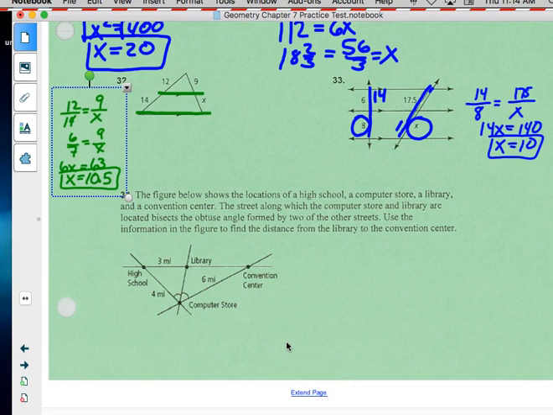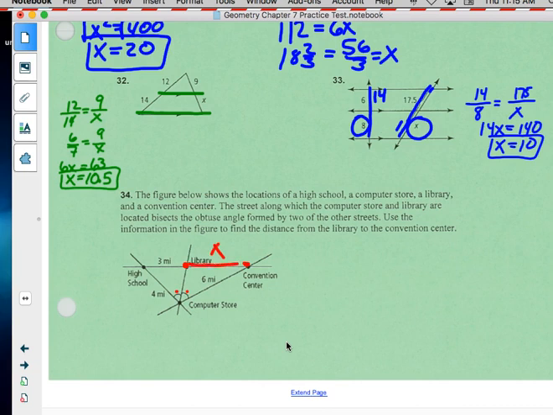Now, the figure below shows the locations of a high school, a computer store, a library, and a convenience store. The street along which the computer store and library are located bisects the obtuse angle formed by the other two streets. So this is angle bisector. Use information in the figure to find the distance from the library to the convention center. So if I'm talking about the library to convention center, I'm looking for x.